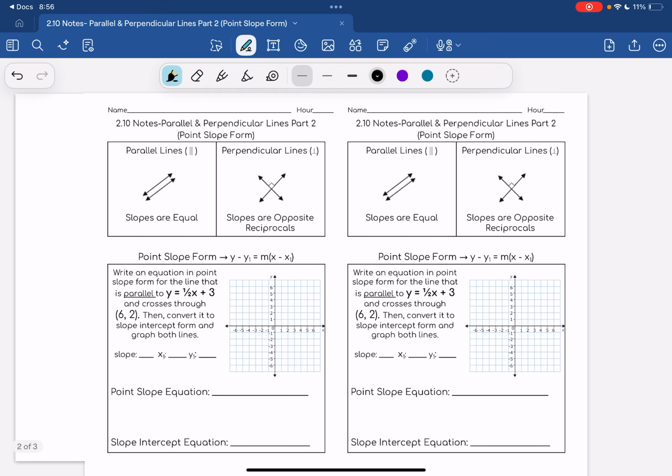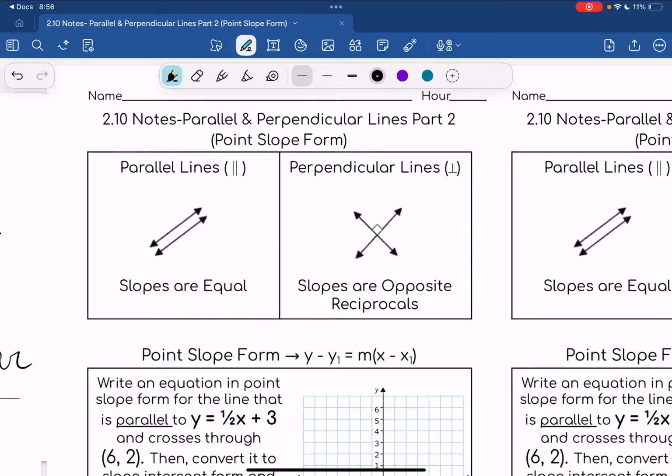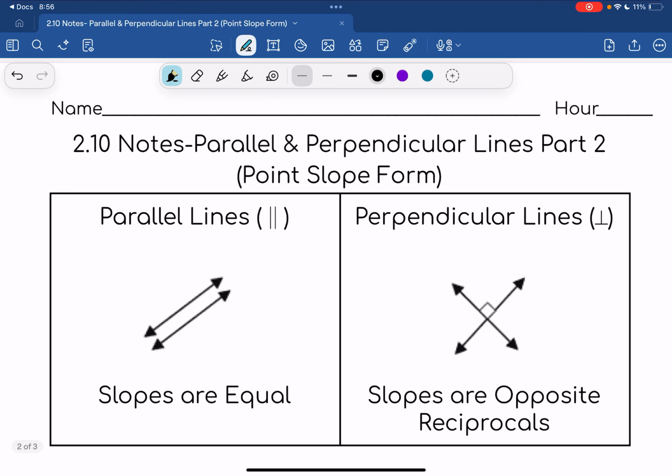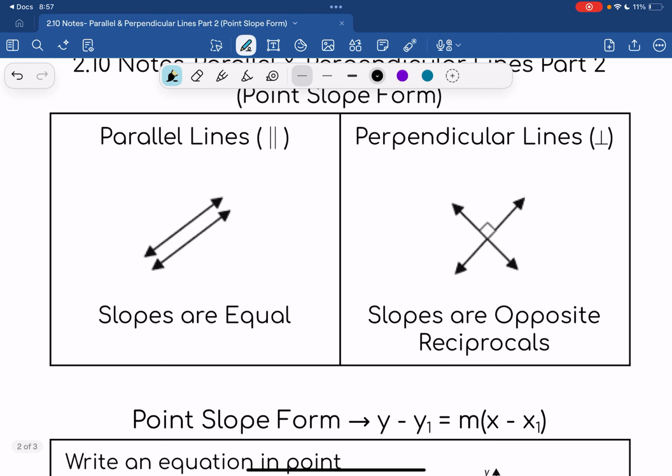Okay, so 2.10, we are looking at parallel and perpendicular lines again. This time we are doing a new form of an equation called point slope form. So what we already know is that parallel lines have the same slope. That is still true, still will be true. And then perpendicular lines have slopes that are opposite reciprocals. So we take that fraction, we flip it over, and then we make it positive if it's negative, we make it negative if it's positive. So we switch the positive and negative.